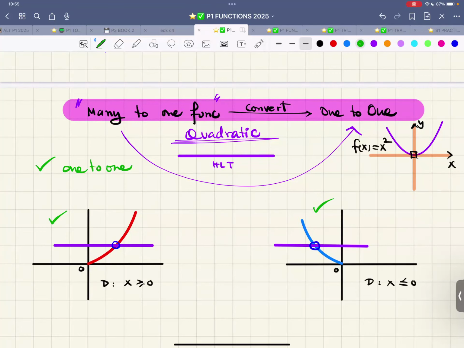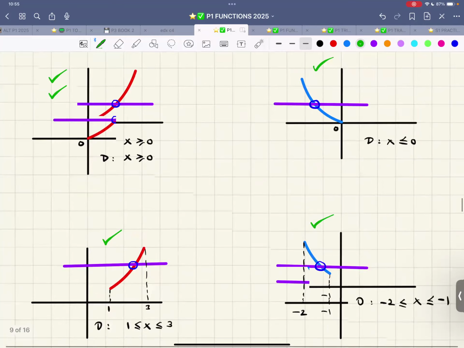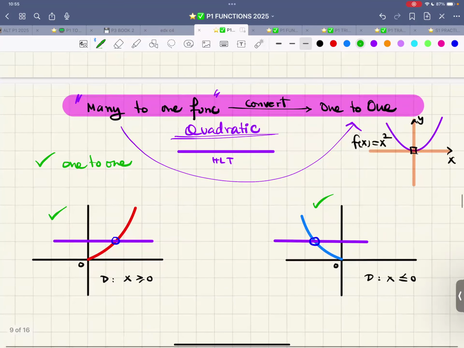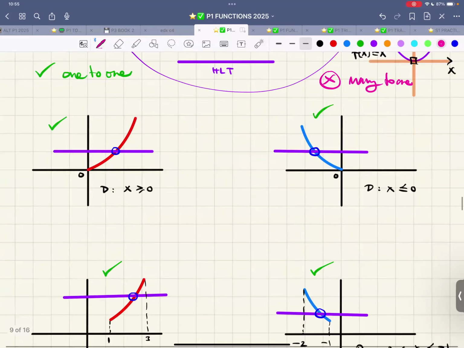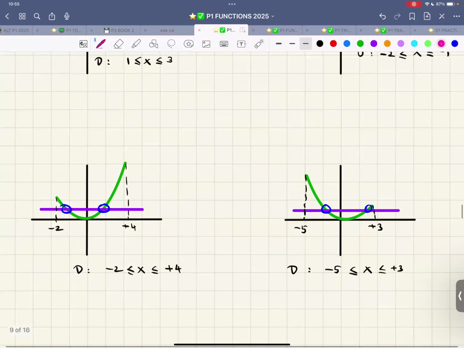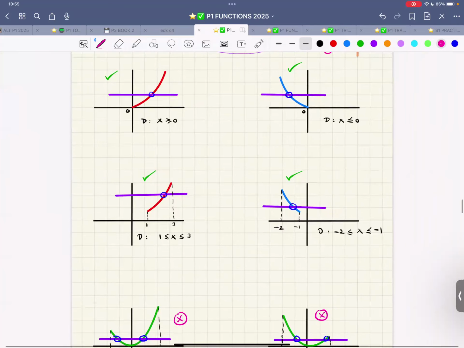This is one-to-one. This is one-to-one. And the other one, the cross, that is many to one. So this is many to one. Now, what is the observation over here?